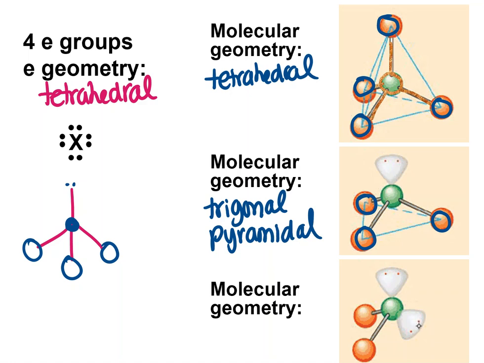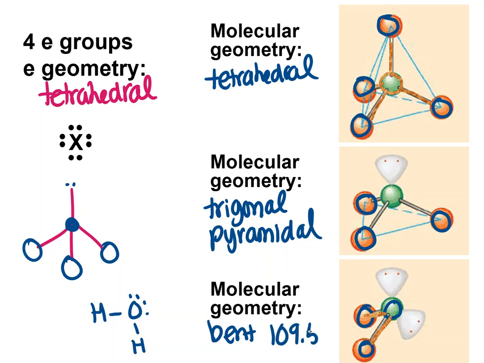The next geometry is actually the geometry of water. Water looks like this. It has four electron groups, so the electrons are tetrahedral. But its molecular geometry is like this. When we look at just the atoms, we have this shape that's bent. And so this one's called bent. The angle is different. This one is bent, 109.5 degrees.